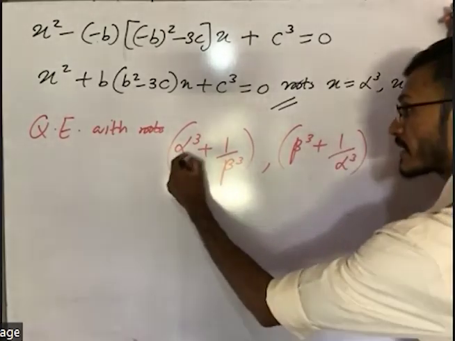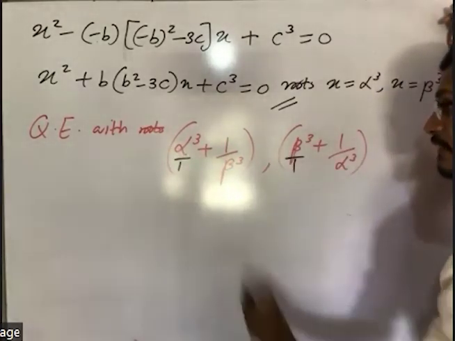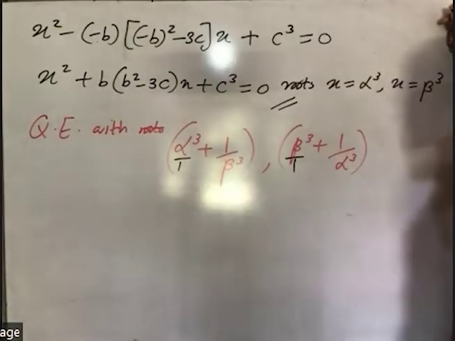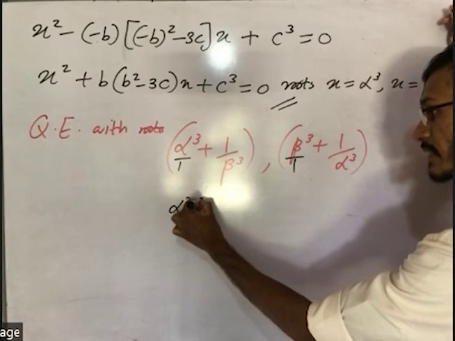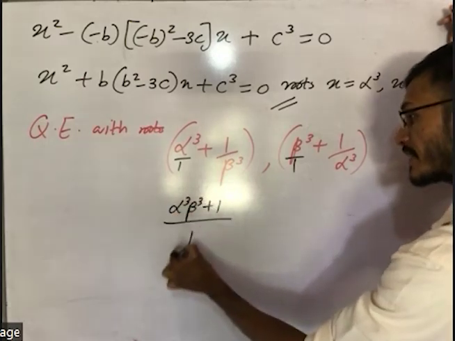So I'm going to take the common denominator of this. If you take the common denominator, we get alpha to the power 3 beta to the power 3 plus 1 over beta to the power 3.